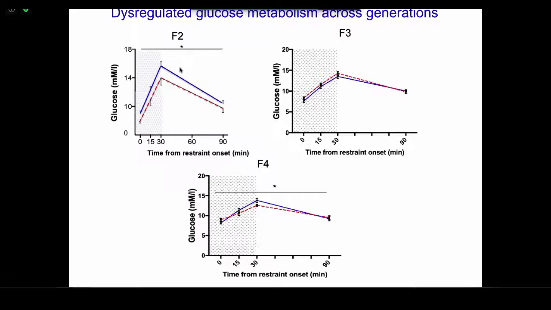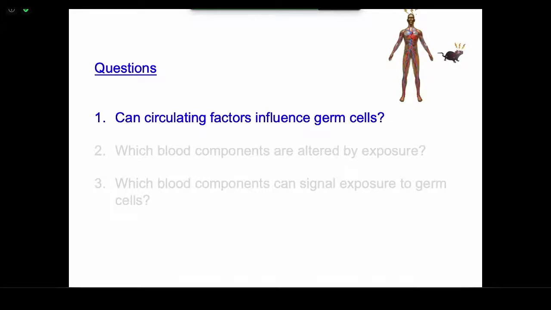Here, upon restraint stress, you see that glucose mounts, but it's always lower in the MSUS descendants of animals directly exposed to the trauma. Not in F3, but then it comes back in F4. So globally, behavioral alterations and metabolic alterations, and we have done a lot more assessment of these behaviors that I don't have time to go through tonight.